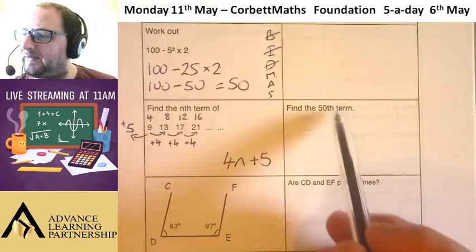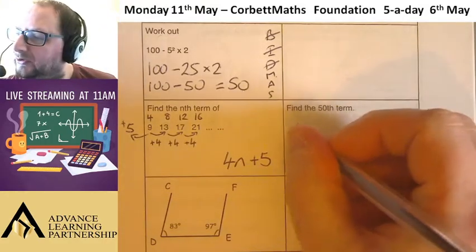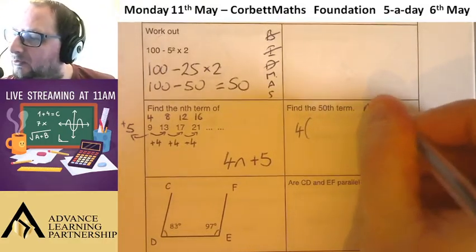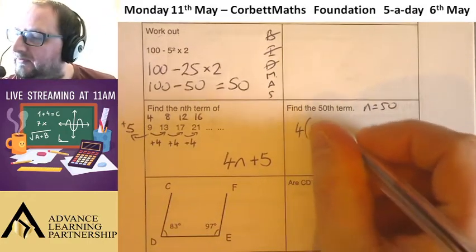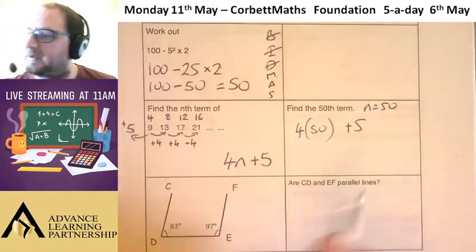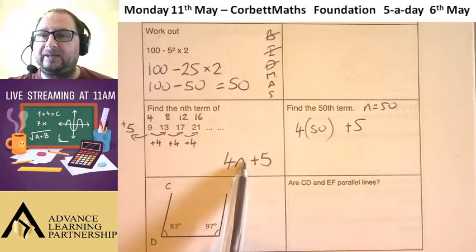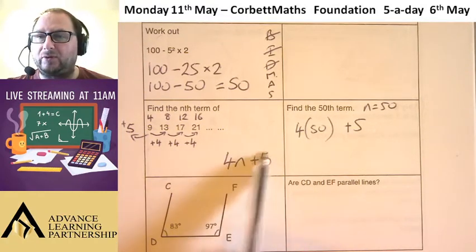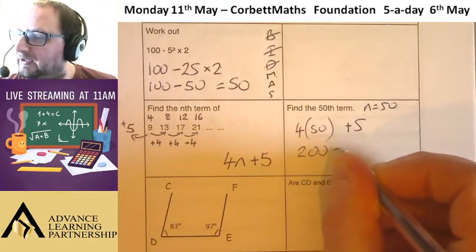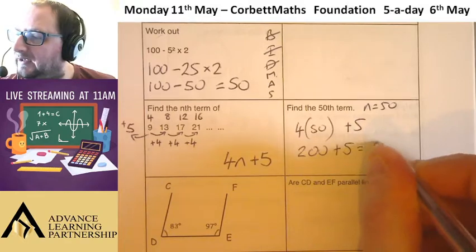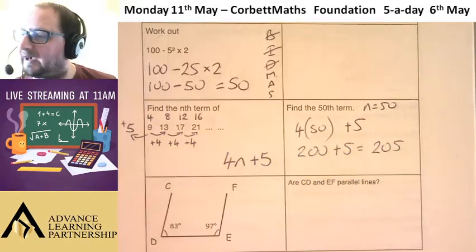We're now looking for the 50th term of this sequence. So n equals 50. I should have written that first of all, sorry. So it's 50 into where n is, and BIDMAS of course tells us to multiply before we add. So 4 50s are 200, and then we add on 5 and we get 205.